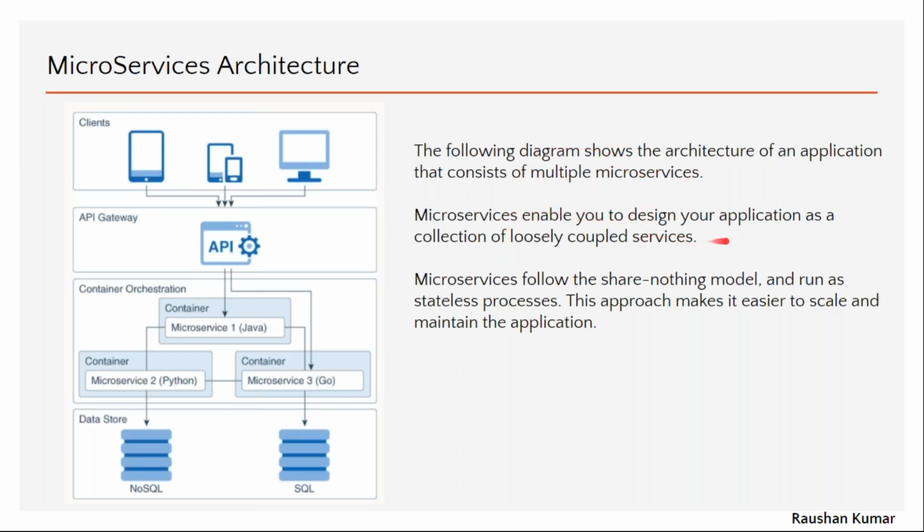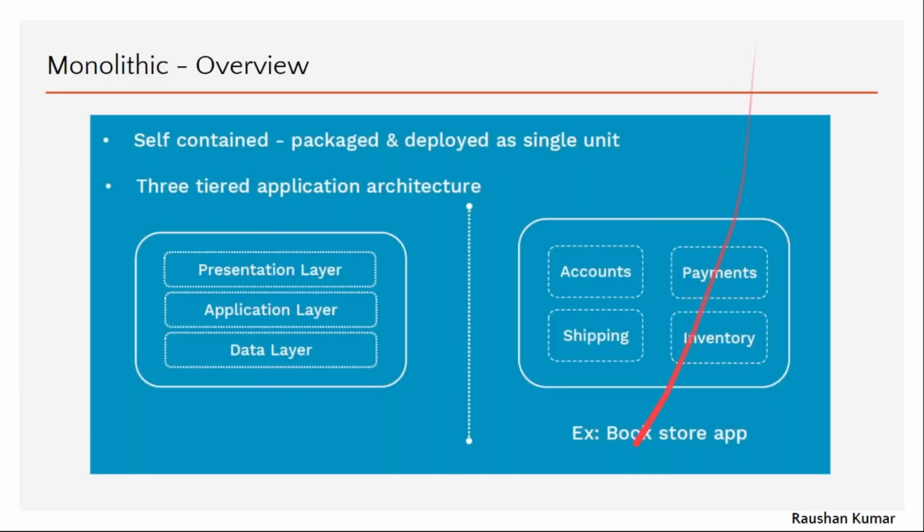Microservices enable you to design your application as a collection of loosely coupled services. I was using the word tightly coupled in the case of monolith, where my modules are tightly coupled with each other. I'm calling the functions anywhere and everywhere. Writing in one module, but I'm calling it anywhere and everywhere. That's the tightly coupled example, in the case of monolith.